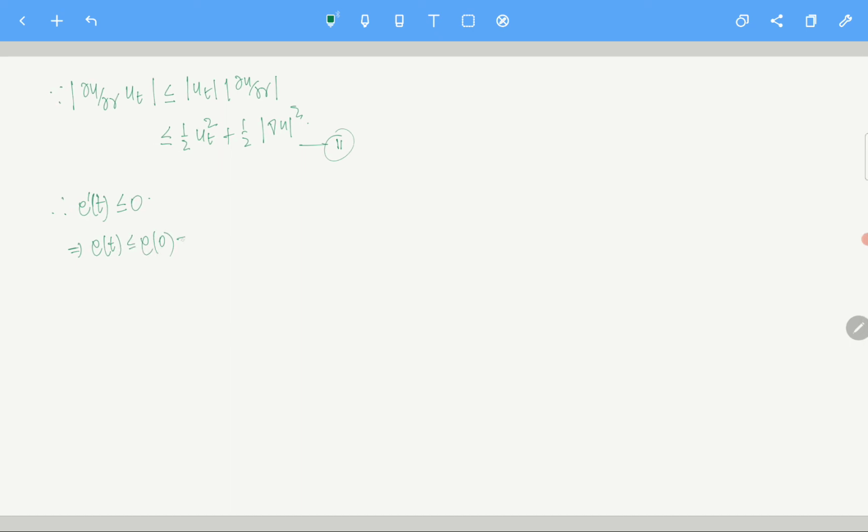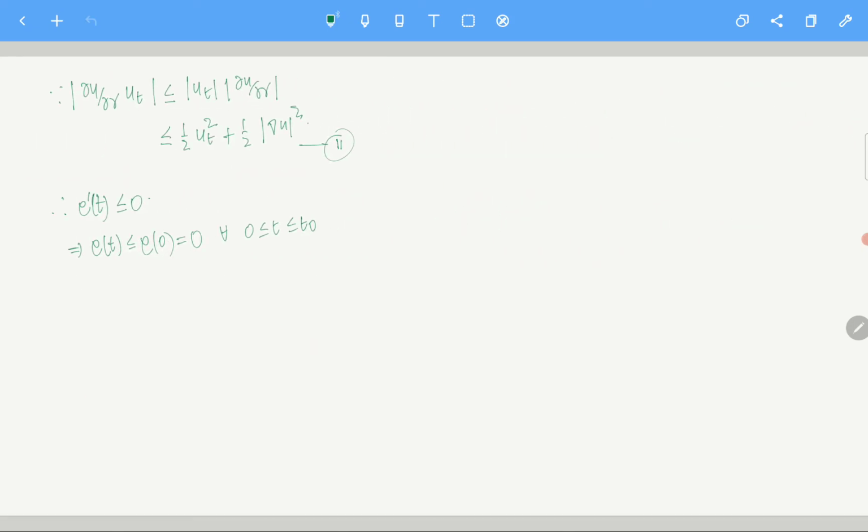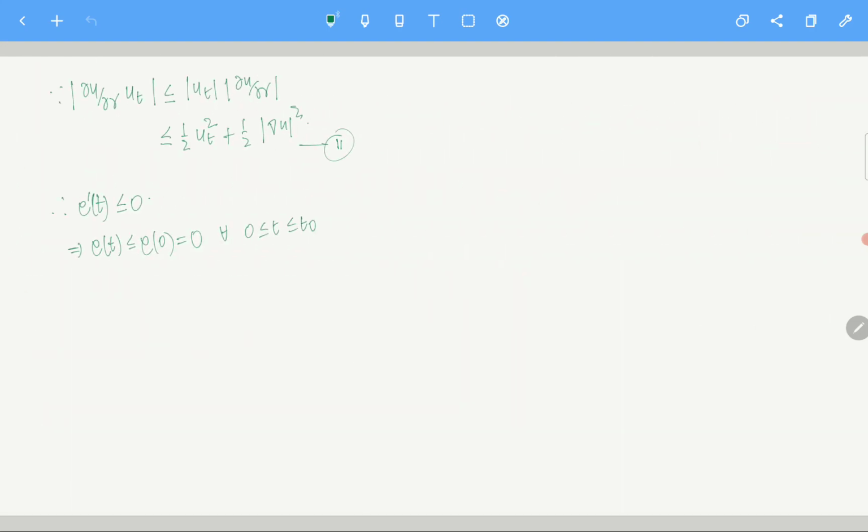And what is E of 0? That is going to be 0 for all t between 0 and t0. E of 0 is at B(x0, t0), so basically at this apex, and an integral over a single point is going to be 0. Sorry, I made a small mistake; I should write this as capital E. So capital E of t is less than or equal to capital E of 0, which is 0.